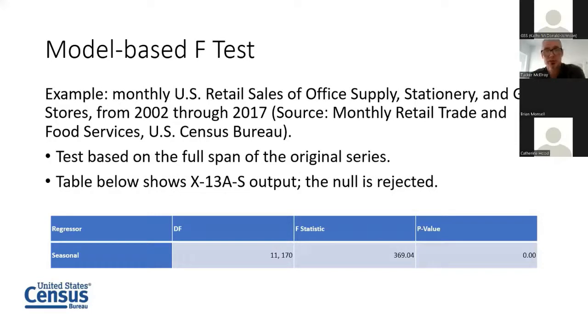So here's just a running example I have for this part of the talk: U.S. retail sales of office supply, stationery, and gift stores. And this little table is straight from the output. So here you have the regressor, the degrees of freedom, the F statistic, and in this case, p-values quite small, indicating rejection of the null.